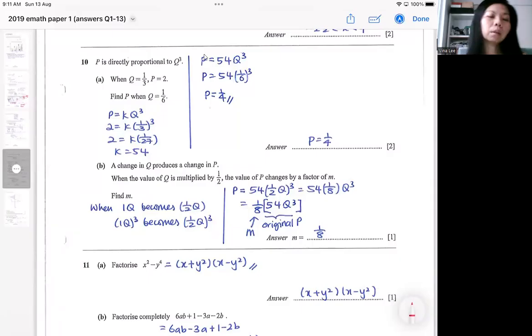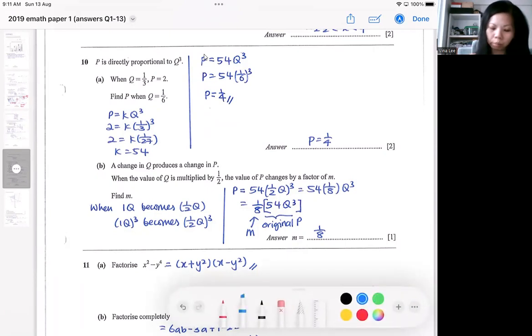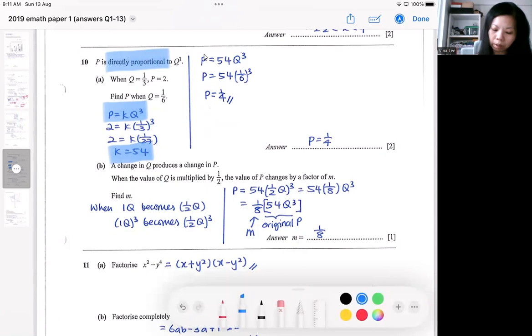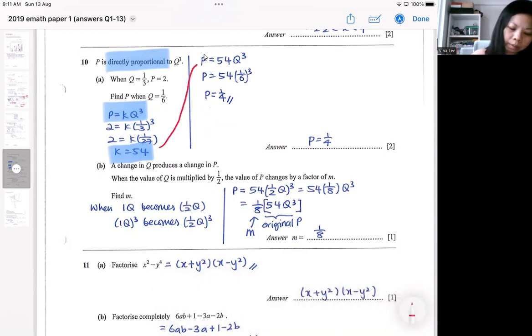Question 10 is also another question where some students will have problem with part B. Okay, so I do a quick run through on part A. Most of you will be okay to do the setup for direct proportion, and most of you will have no issue getting K. They have provided you the value to find K. So upon finding K, do take note that you are getting an expression that you will be using for P and Q. And then you will answer the question by putting in the relevant value.